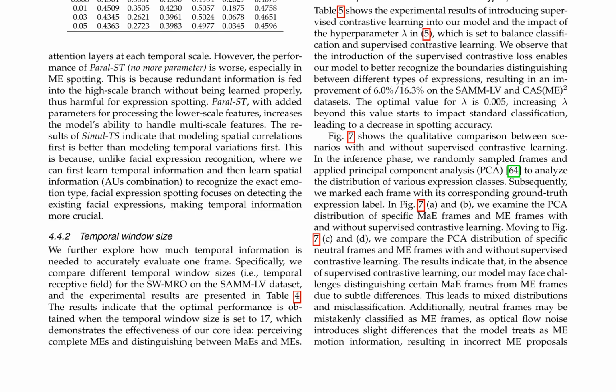The introduction of supervised contrastive learning is also investigated, with the results showing an improvement of 6.0% and 16.3% on the SAMM-LV and CAS(ME)2 datasets. The optimal value for the hyperparameter lambda is found to be 0.005, beyond which the introduction of supervised contrastive learning starts to impact standard classification, leading to a decrease in spotting accuracy.